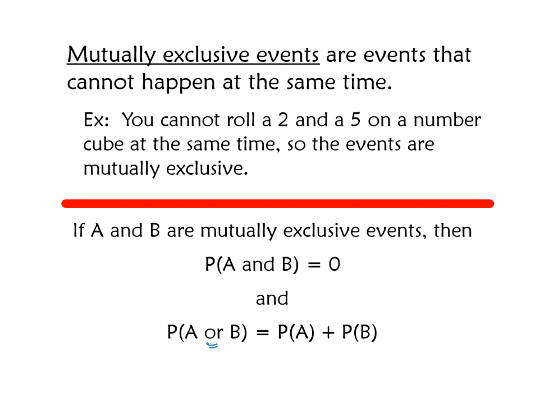So the probability of both of them happening at the same time is 0 because it's not possible for it to happen. Remember how on Friday we talked about how 0 means it's impossible, and a probability of 1 means it's guaranteed to happen. So this is impossible. An OR statement typically means that you're going to add the probability of the two events together.